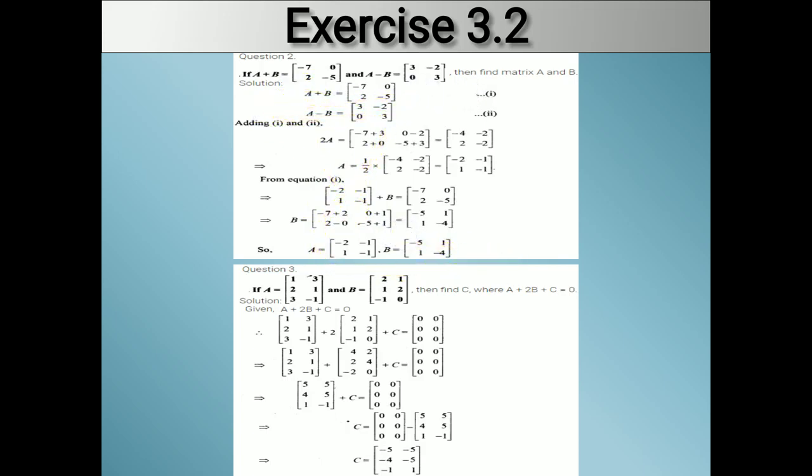In the next question, if A and B matrices are given, then find C where A plus 2B plus C is equal to 0. Now in 2B, 2 acts as a scalar of matrix B. So similar to the above question, you can put the values and solve this question. Once it is done, you can see the value of C as well. A, B, C, all the values you will get.